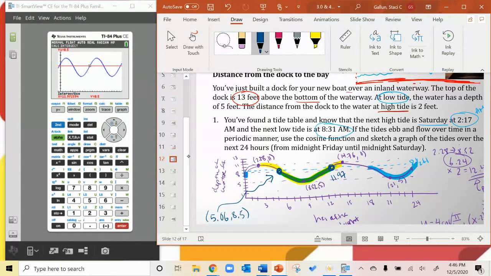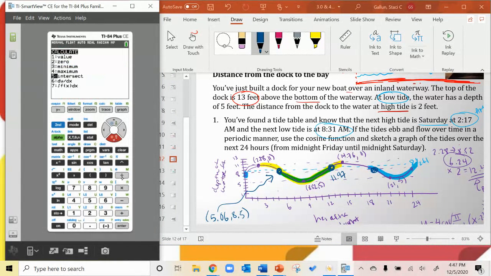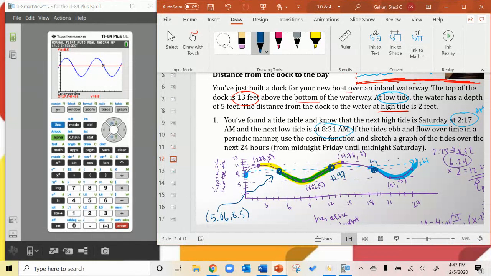And then I want to know this point. I've got two more, right? I think so. So second trace intersect. 17.55. And then let's see, is there one more?